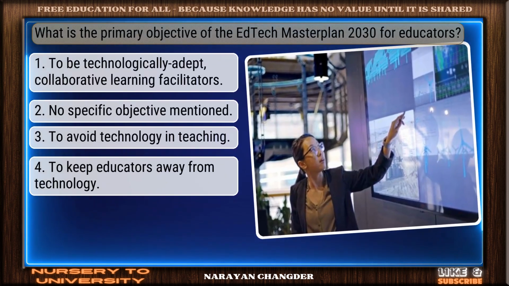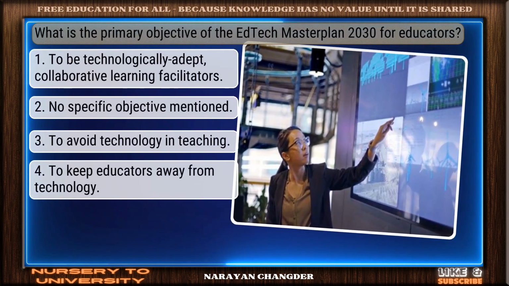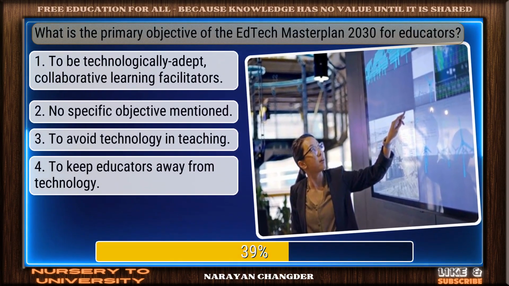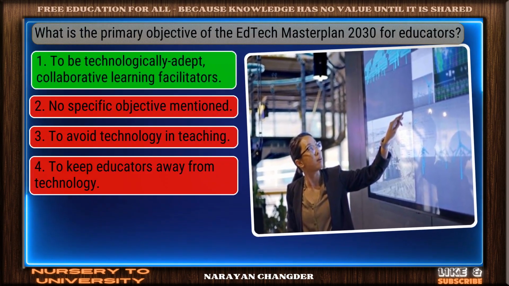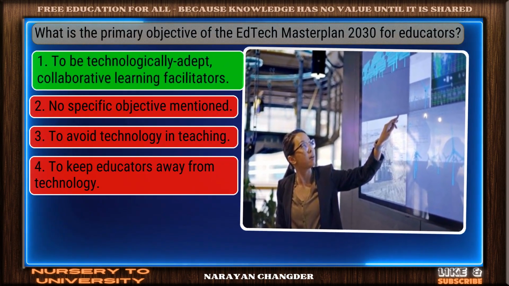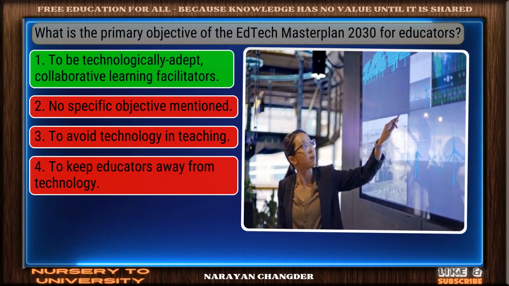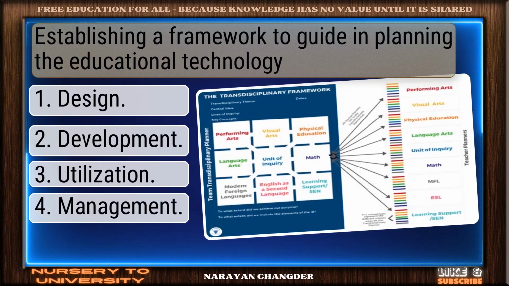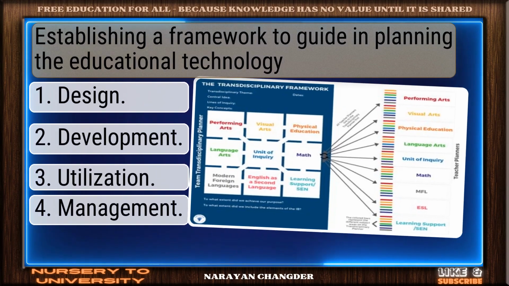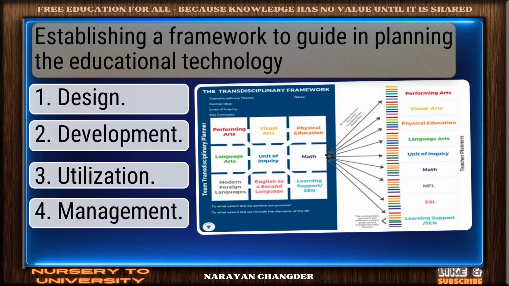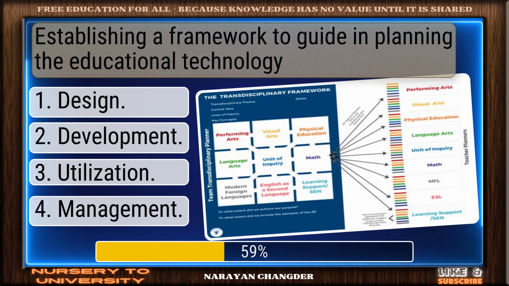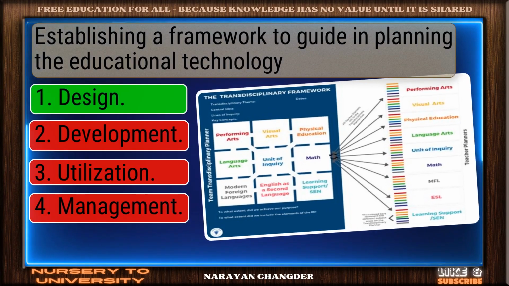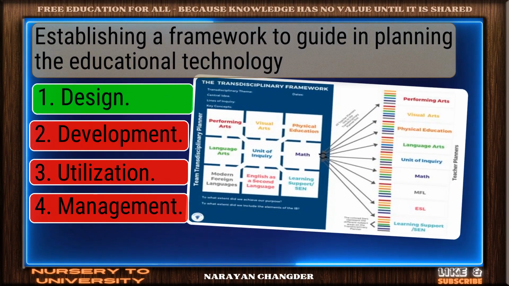What is the primary objective of the EdTech Master Plan 2030 for educators? Good job. Your answer, to be technologically adept, collaborative learning facilitators, works well here. Establishing a framework to guide in planning the educational technology. Sharp thinking. Design is the right choice.